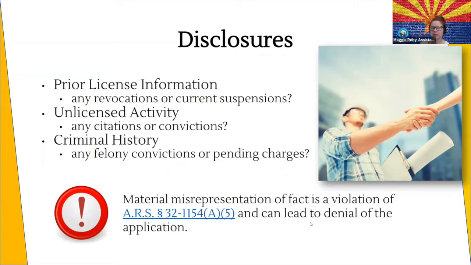All right, so disclosures. Arizona law requires that every person named on a license have good character and reputation. So there are some issues regarding good character that can cause a license to be delayed or denied. For those reasons, all persons named on the application must disclose if they have been named on a license in any state that was revoked or currently suspended, any unlicensed activity, such as citations or convictions, or any criminal history, such as any felony convictions or pending charges.